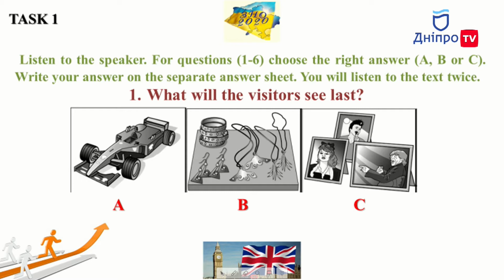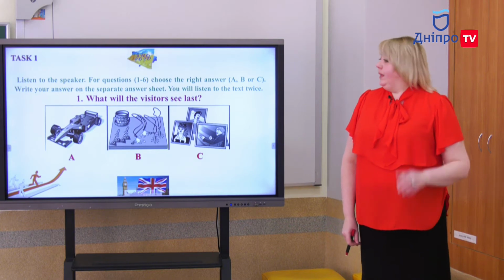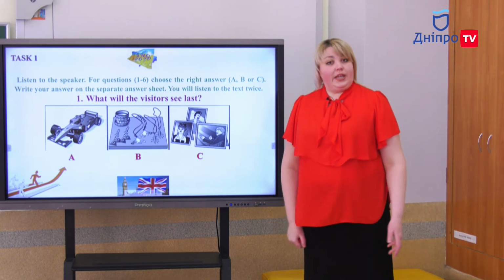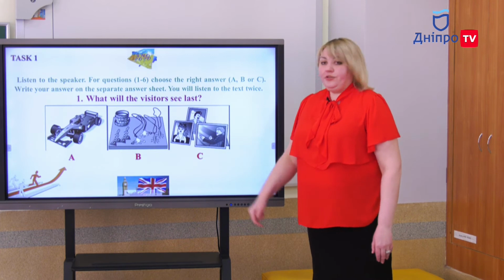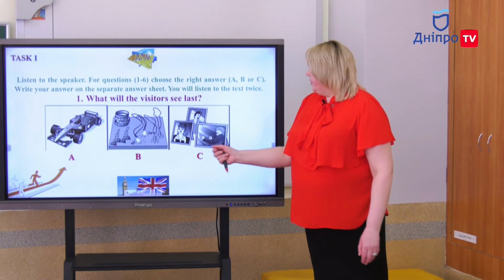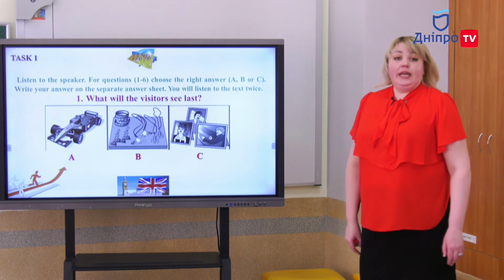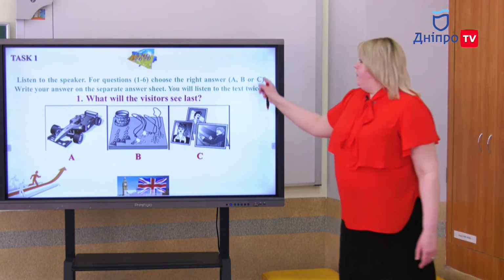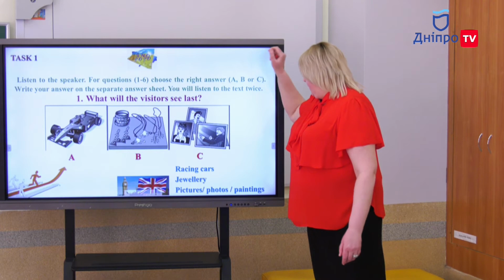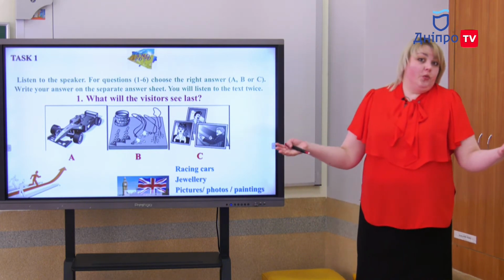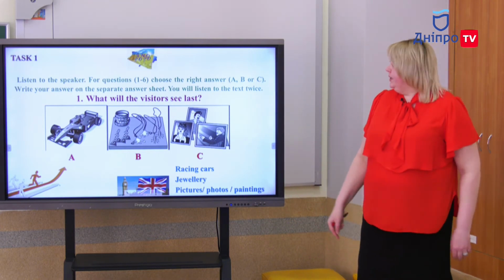See last. Okay. And now we need to predict useful vocabulary. Look at the pictures. What can you see? Picture A is a racing car. Picture B is some jewelry. And picture C is maybe pictures, maybe paintings, maybe photos. We don't know what's that, we just predict, right? Okay.